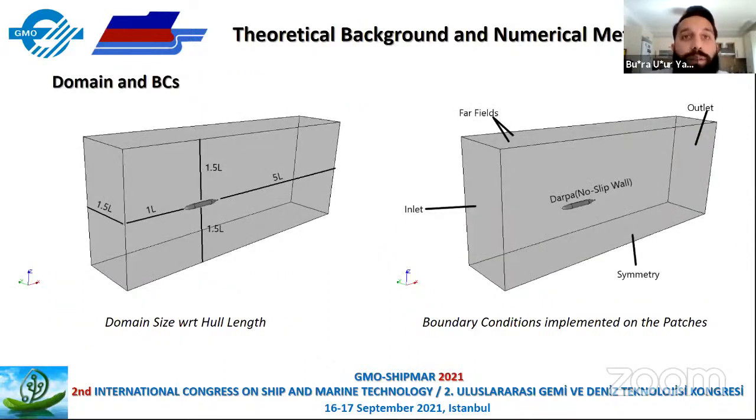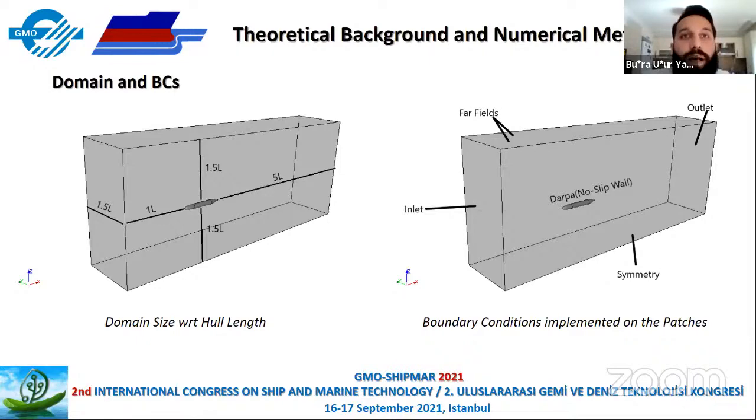Dimensions of the computational domain are shown on the left-hand side, and the one on the right shows the boundary conditions imposed on the domain. The left and right sides of the computational domain have been defined as the velocity inlet and pressure outlet respectively. DARPA Suboff hull has been defined as a no-slip wall to impose the kinematic boundary condition. The surrounding surfaces denoted as far fields in the right figure have been defined as a symmetric plane.